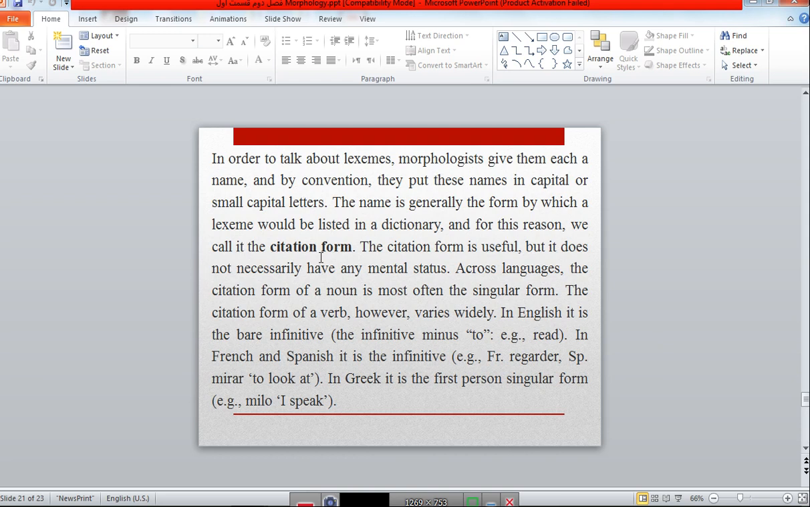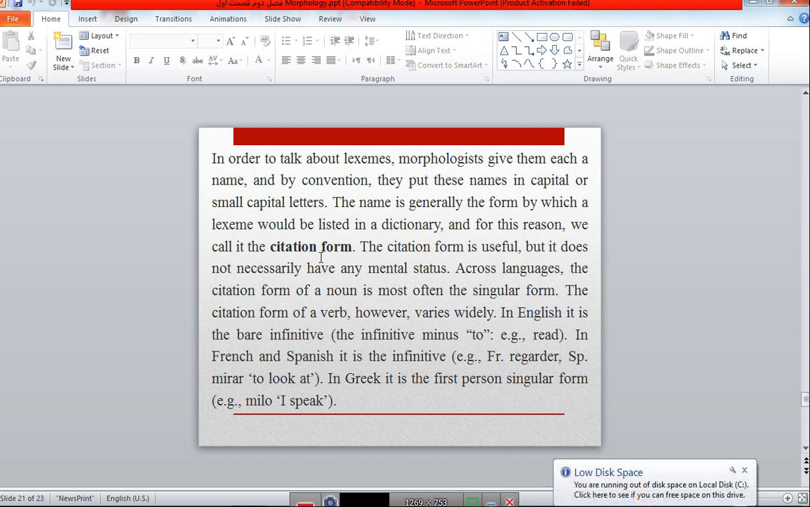The citation form is useful, but it doesn't necessarily have any mental status. Across languages, the citation form of a noun is most often the singular form. The citation form of a verb, however, varies widely. In English, for example, it is the bare infinitive, like read or go. In French and Spanish, it is the infinitive, for example, to look. In Greek, it is the first person singular form, for example, I speak.